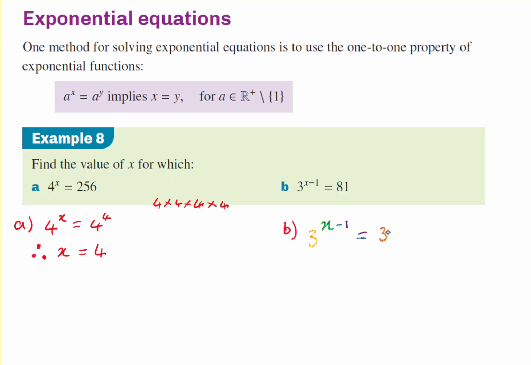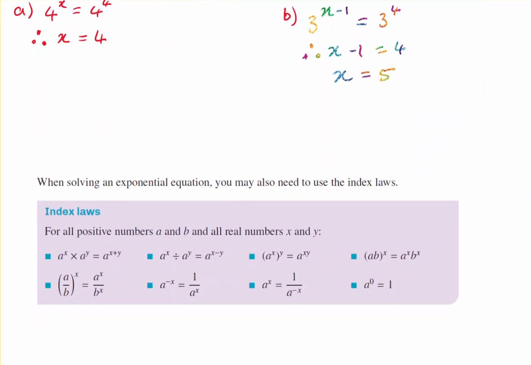3 to the power of x minus 1 equals 81. 81 is 3 to the 4, so the bases are the same. What does that imply? That the indices are the same. So x minus 1 must be equal to 4, and then solve for x. So x is equal to 5. Lovely.